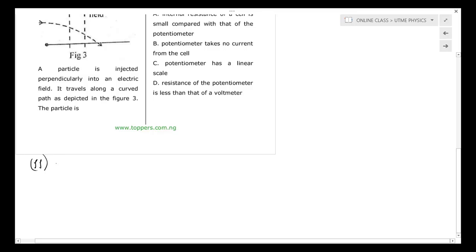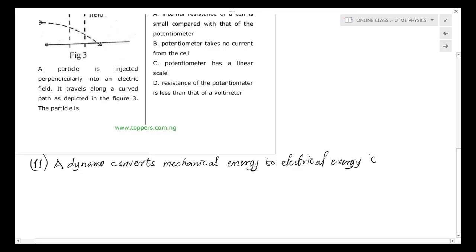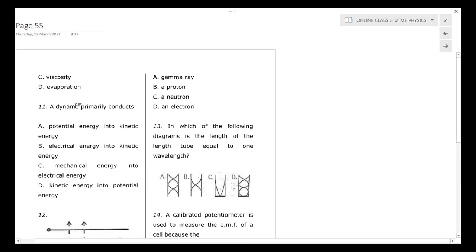A dynamo, let me just quickly write it. A dynamo converts mechanical energy to electrical energy. And this is C.